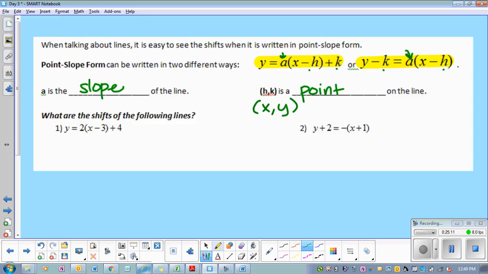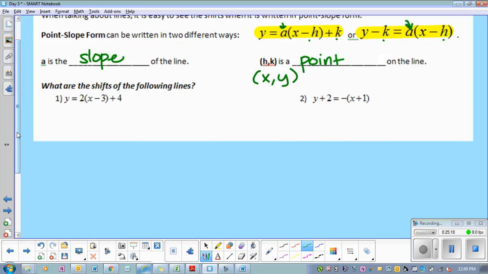All right. So here it says, what are the shifts of the following lines? This is a line, right? But we know, okay, A is right there. That's our slope, right? This -3 that's inside with the X, that's another shift. And this plus K out here, that's another shift. Yeah? All right. So tell me, what are the shifts here? 2, -3, and 4. Yeah, tell me in words.